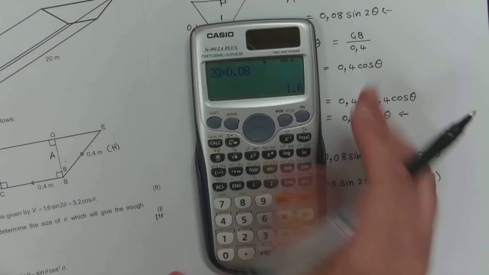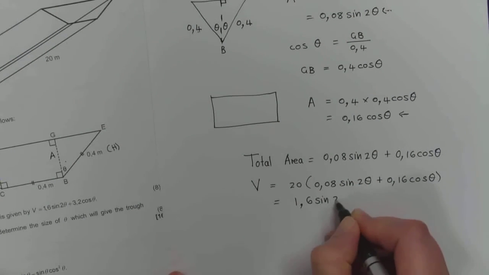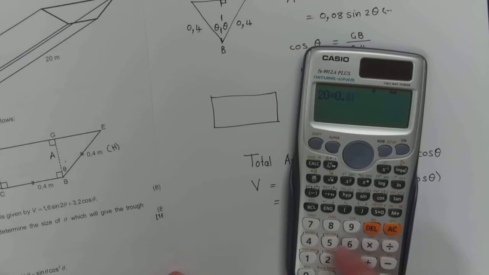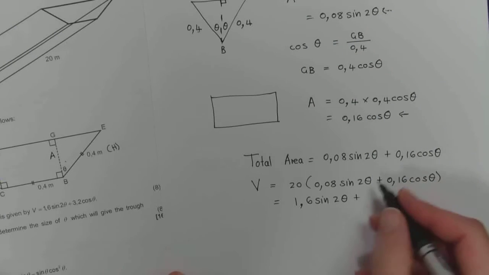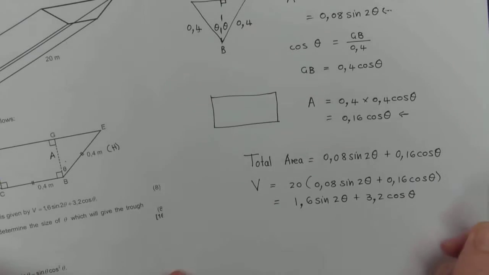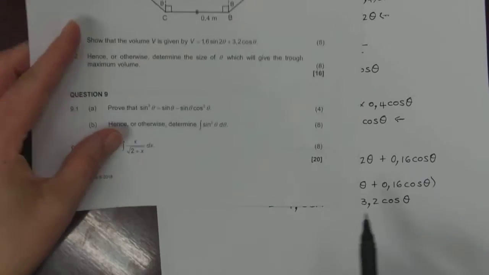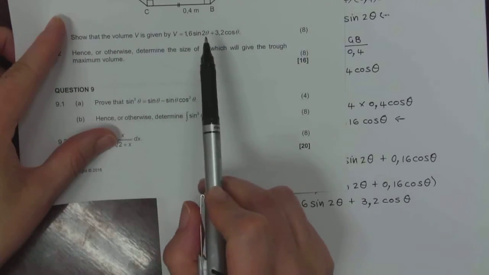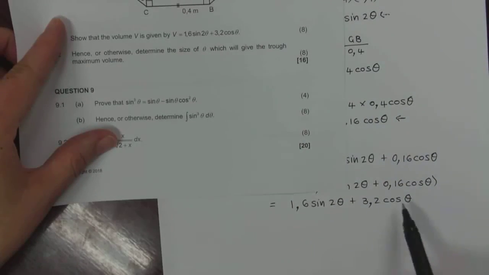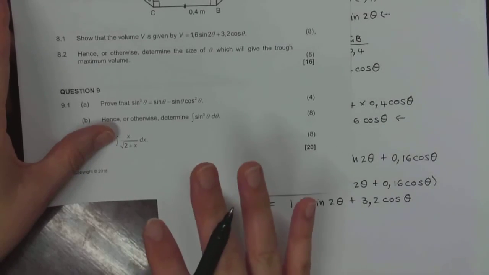And then if I distribute that 20 and I go 20 times 0.08, I end up with 1.6. So I've got 1.6 sine 2 theta plus, and now 20 times 0.16 gives me 3.2 cos theta. And that is what the volume is of that shape. And if you compare that to what they asked, volume is 1.6 sine 2 theta plus 3.2 cos theta. So I've answered those 8 marks. So yes, lots of work, but at least that part is done.